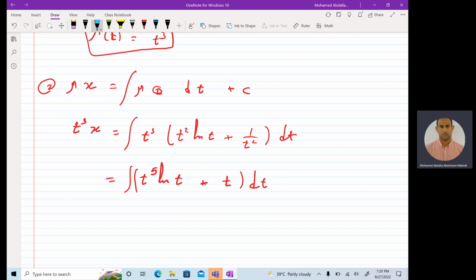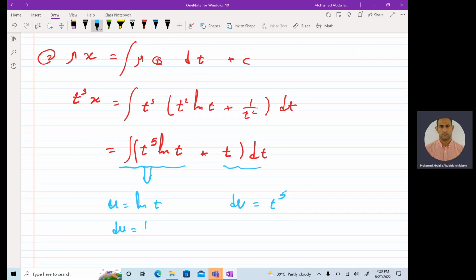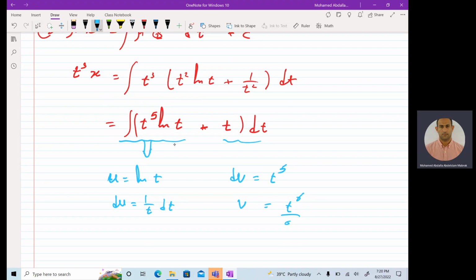This one, you should know that this is integration by parts, and this is just a polynomial, so t squared over 2. So you can take that and do it by integration by parts. We take u equal to ln t, because it's ln. The dv will be t to the power 5. In this case, the du will be 1 over t dt. The v will be t to the power 6 over 6.